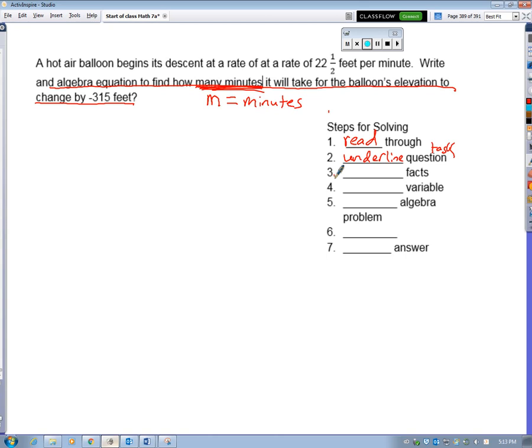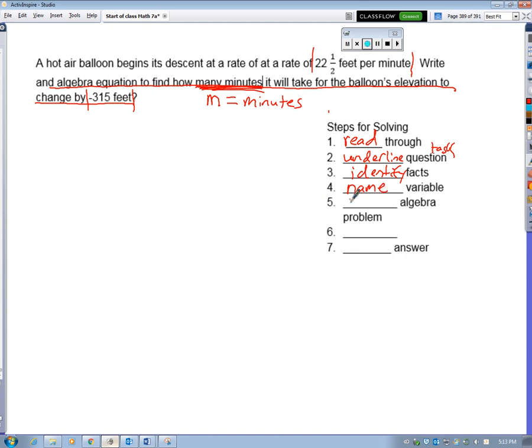Step number 3, identify your facts. Well, here is one fact right here. It is descending at 22.5 feet per minute. Alright, and our other fact is actually way down here at the bottom of the question. Isn't that weird? Here it is right here. That it went down, it dropped 315 feet. Okay, right here at the end of the question we have a math fact. Weird. Alright, well, we got it. Now we just have to deal with it. Okay, identify our facts, we did that. Number 4, we're going to name the variable, which we already did. Already taken care of step number 4.